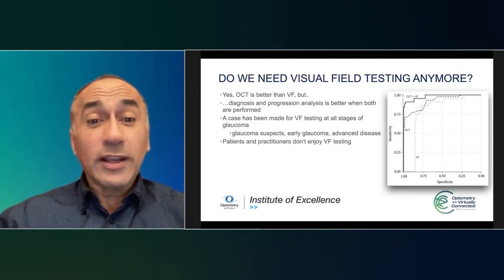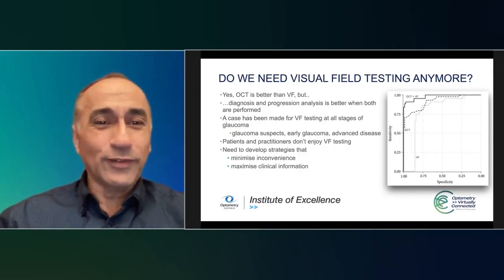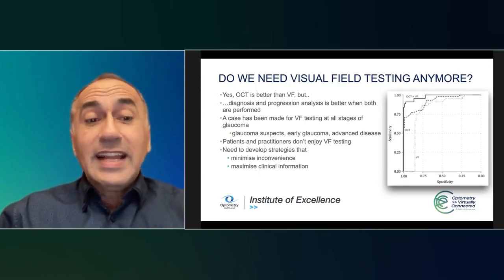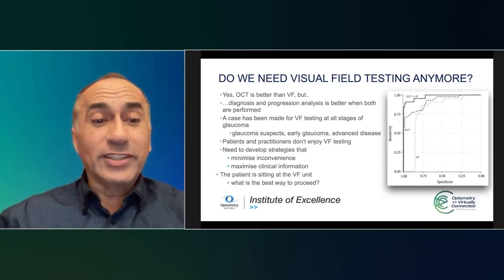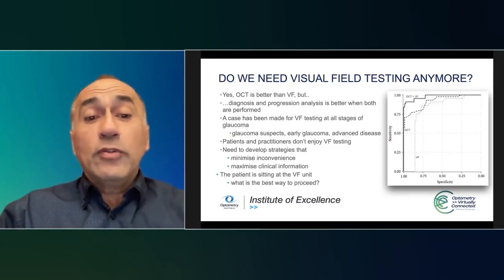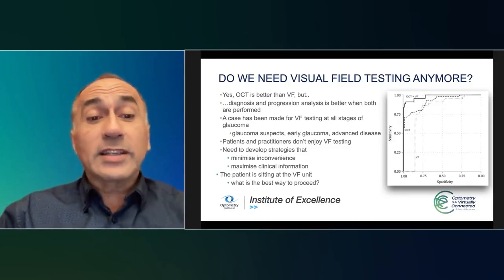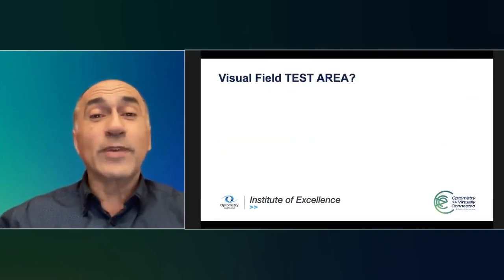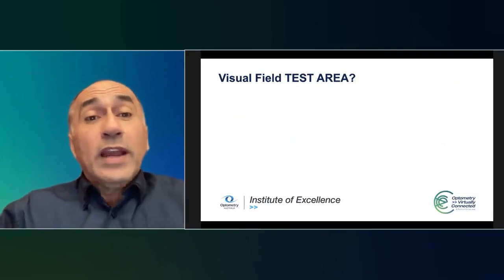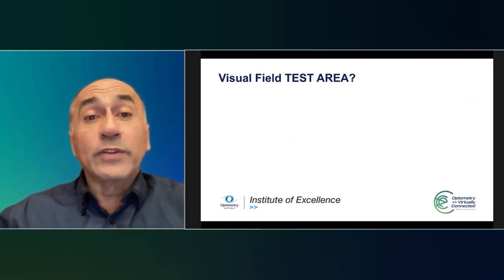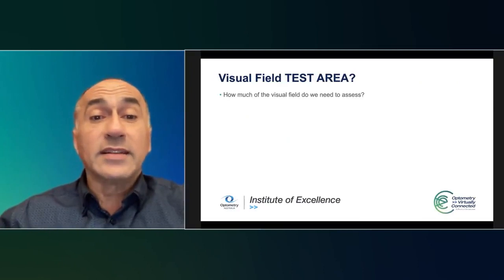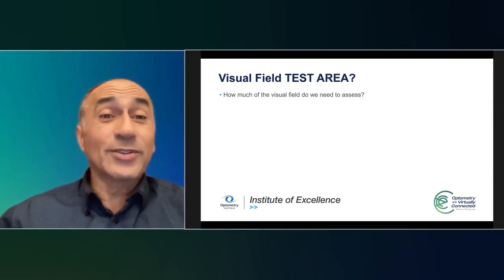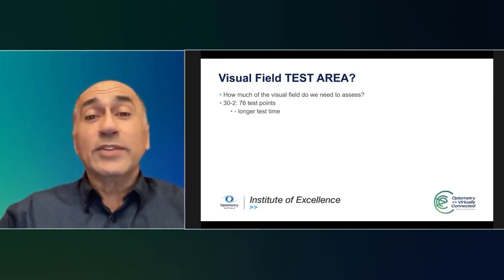However, patients don't like doing visual fields and practitioners don't enjoy visual field testing. So we need to develop strategies that minimize the inconvenience and maximize our clinical information. So you've got your visual field unit on. The patient's got one eye patch. They're sitting in front of the unit with a clicker in their hand. What's the best way to proceed? First thing we have to decide is how much of the visual field area are we going to test? Do we need to assess 5 degrees, 10 degrees, 25, 30 degrees, 60 degrees, 180 degrees? How much do we have to do?